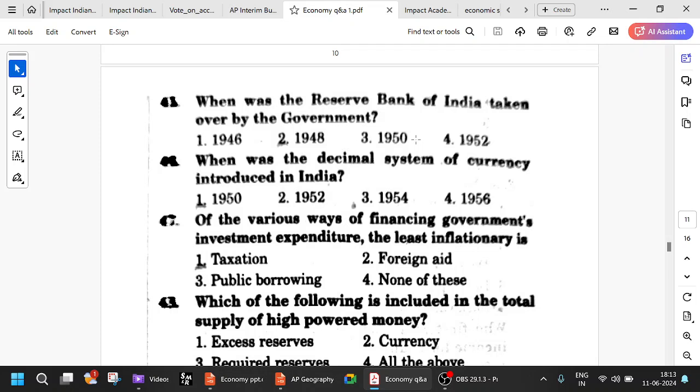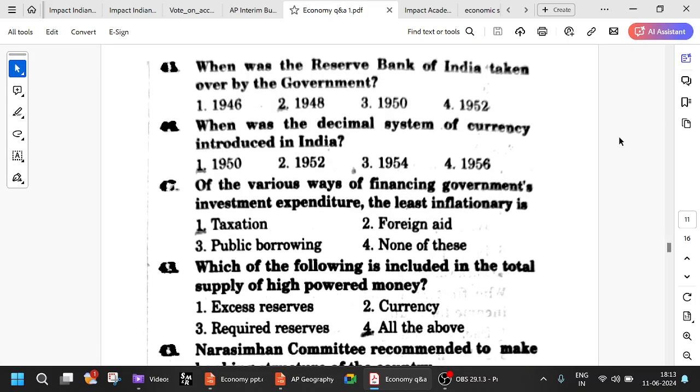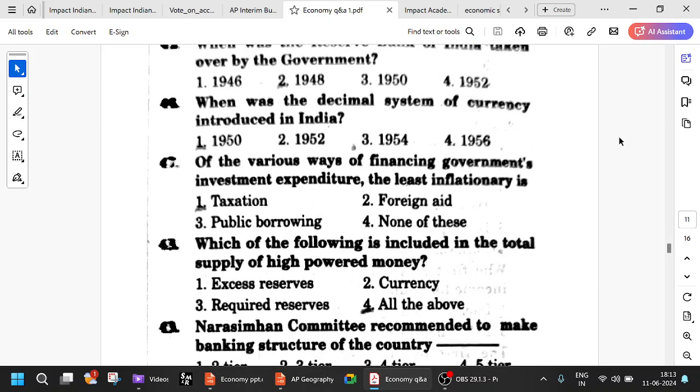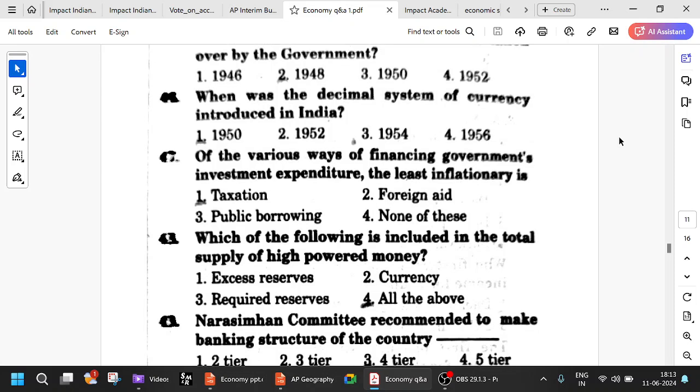So what is the question saying? When was the Reserve Bank of India taken over? It was nationalized in 1949. If 1949 is in the options, then it's fine. Maybe 1948, because it was taken over in 1948 and nationalized in 1949. But anyway, 1934 RBI Act, 1935 commenced operations, and 1949 nationalized. Remember all those things, and the Hilton Young Commission. Previously the function was being carried out by the Imperial Bank. Later, I think the Imperial Bank is related to SBI also.